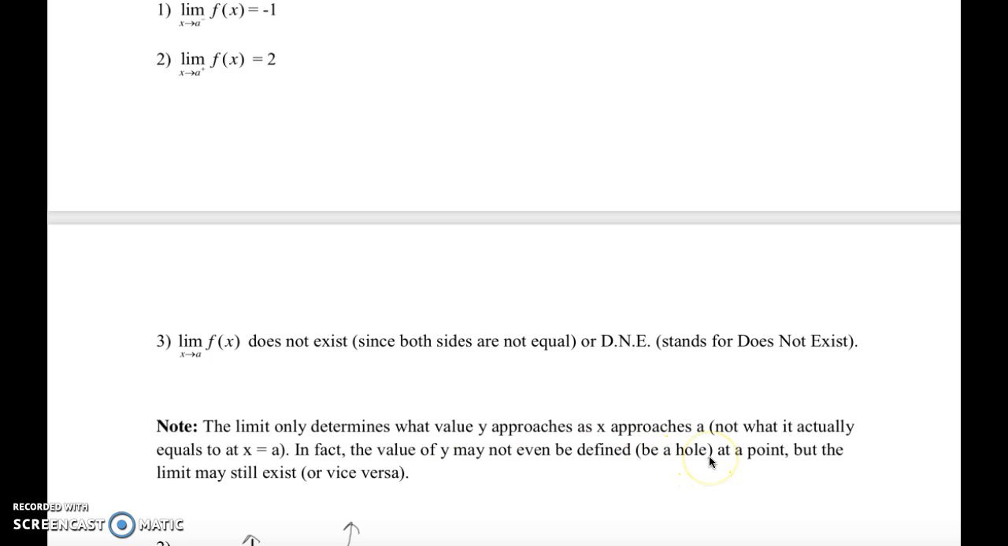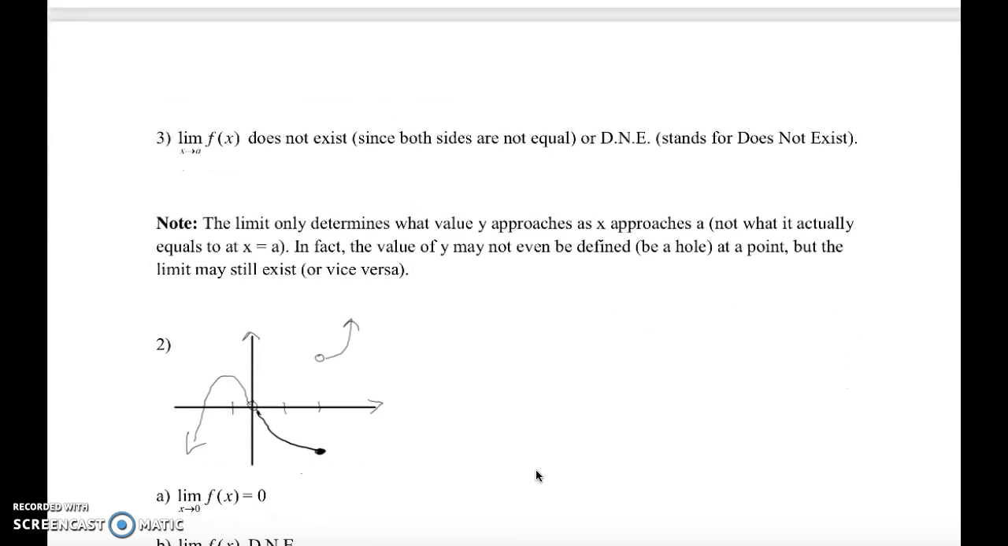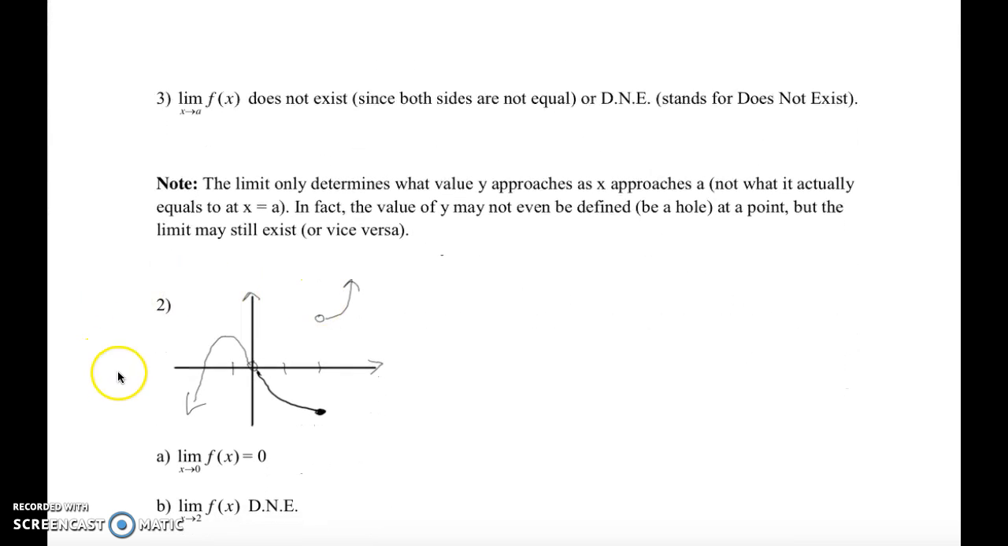You could have an asymptote here. You could have a hole like the one I showed you above. And that limit can still exist. So even if a hole or an asymptote is there, the limit can still exist. Let's look at another example. If we look at this graph, we approach x to 0. If we come from the left and go all the way towards 0, even though 0 is not defined, our value from the left also approaches 0.